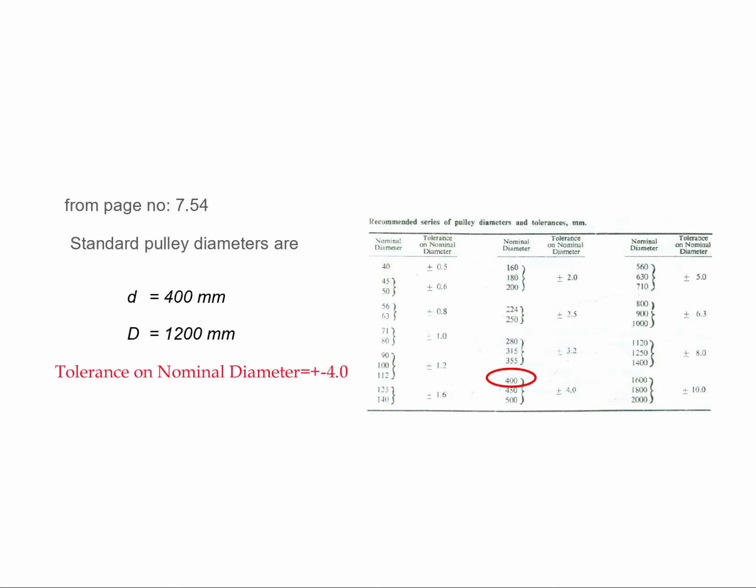Page number 7.54, standard pulley diameters are given under the table. The table name is recommended series of pulley dimensions and tolerances. For our case, diameter equal to 400 mm. So for 400 mm, tolerance is plus or minus 4 mm. Similarly, for the larger pulley, diameter equal to 1200 mm, checking that 1250 is available, with a tolerance of 8 mm.